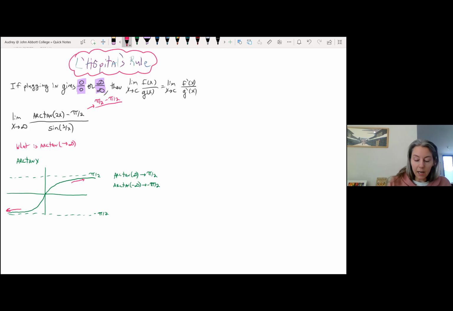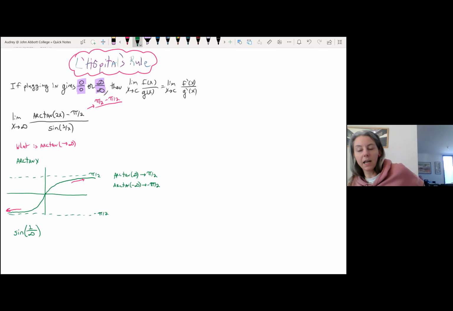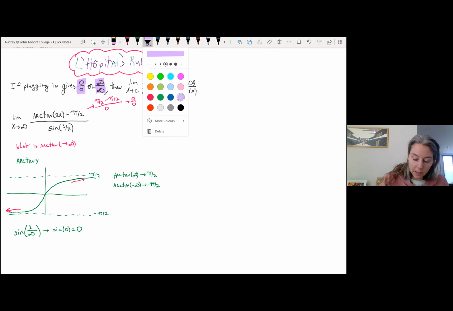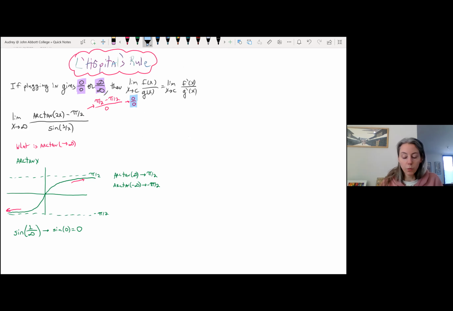Now, what about sine of 1 over x? So here we're looking at sine, and we're letting that x value get closer and closer to infinity. So it's like we're looking at sine of 1 over infinity. Now we remember as the bottom gets really, really big, the whole thing is going to be getting really, really small. So this is like saying sine of 0, which we know to be 0. So we can see here that plugging in does actually give us 0 over 0, which is awesome because that is indeed one of the forms for which we are allowed to use L'Hopital's rule.